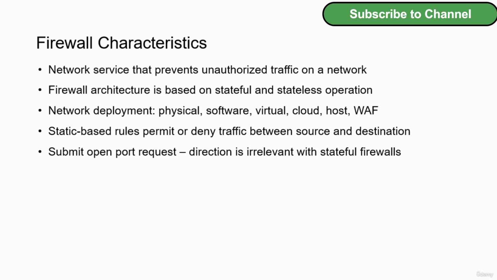A firewall is a network service that prevents unauthorized traffic on a network. That's its primary service. You have two types of firewall architectures: stateful and stateless. What I'm going to describe in this video is mostly stateful. Stateless operation has to do with things like AWS firewalls or access control lists with Cisco.